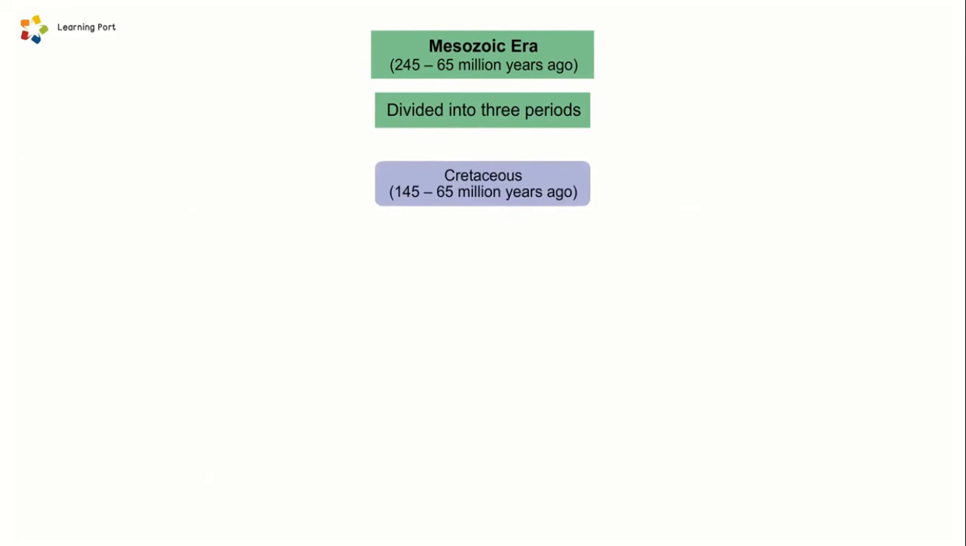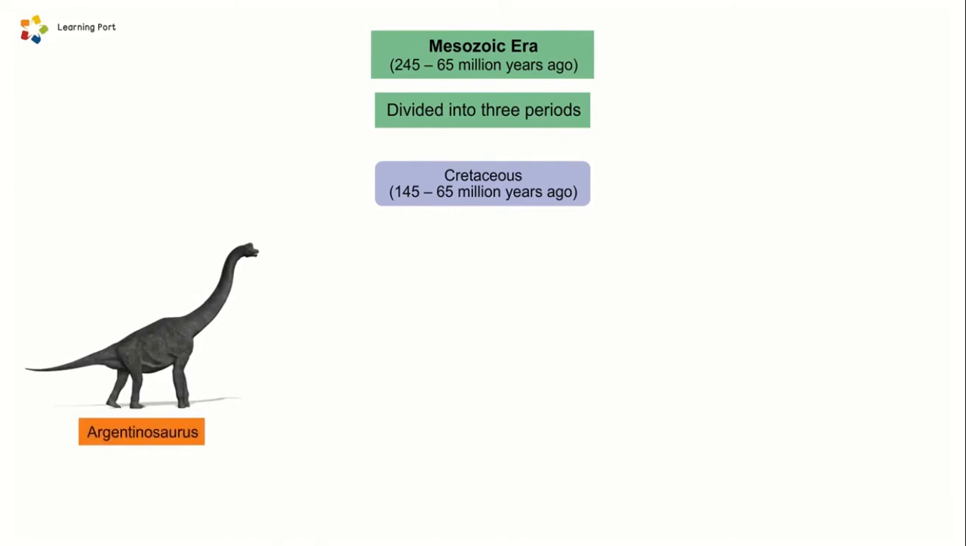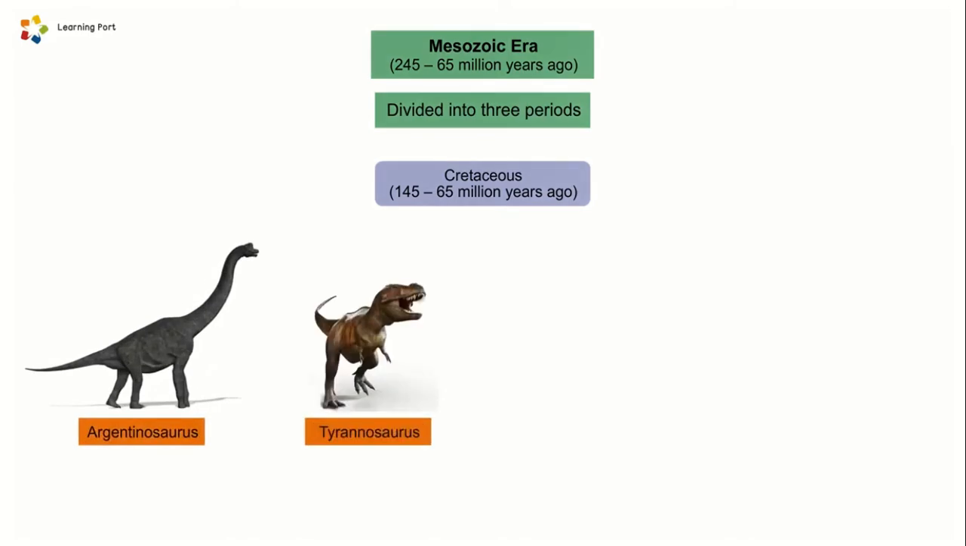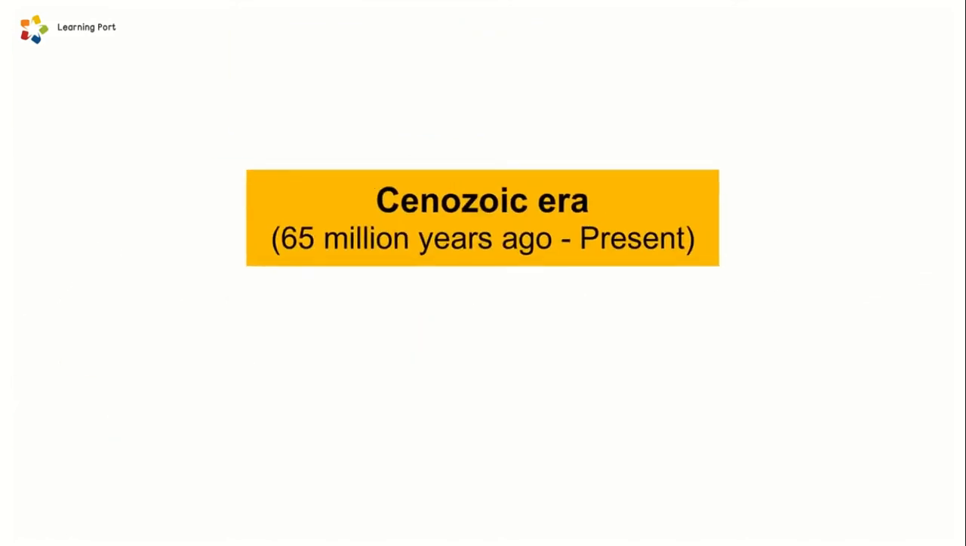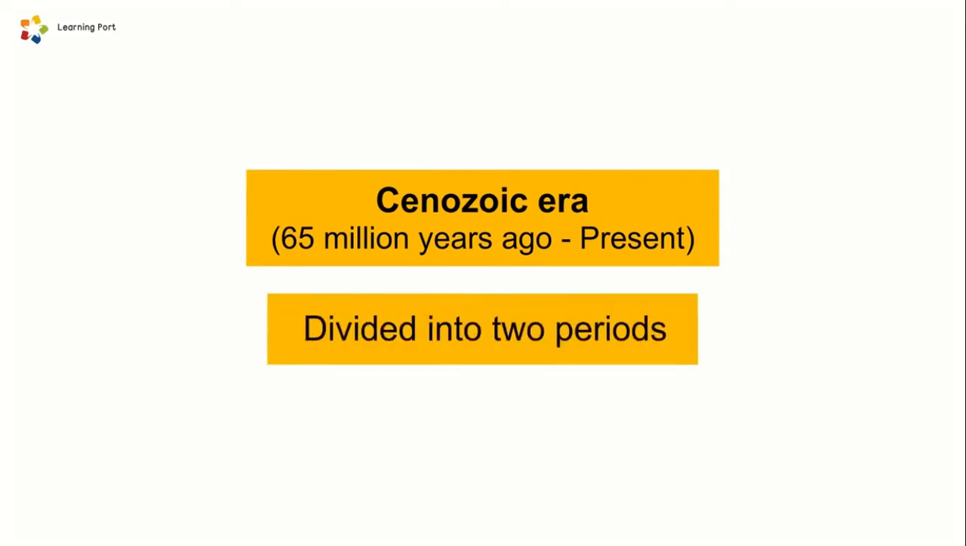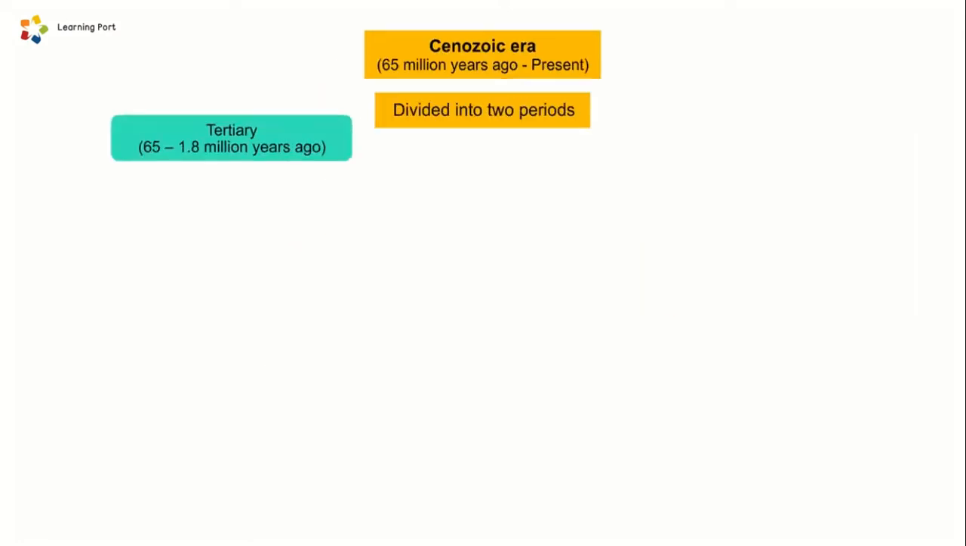The Cretaceous period may have seen more dinosaurs than ever before. The dinosaurs that lived during this period were the Argentinosaurus, Tyrannosaurus, Triceratops, and Pteranodon. The Cenozoic era began 65 million years ago and continues into the present. It is divided into 2 periods: Tertiary and Quaternary.